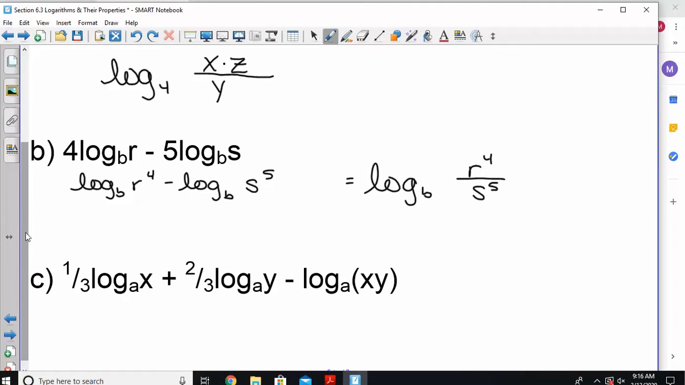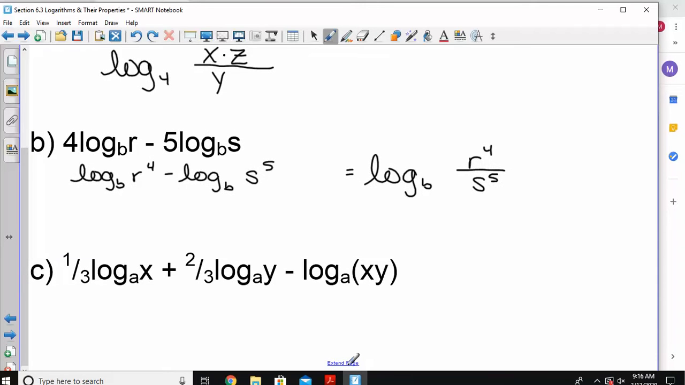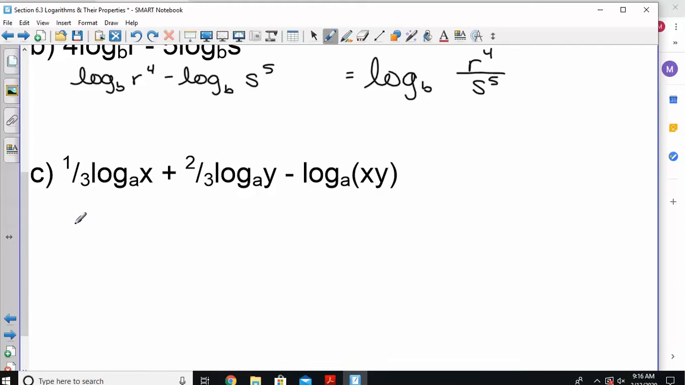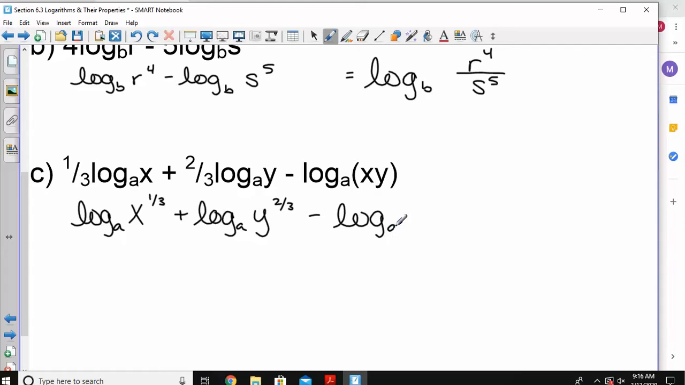So does that mean the 1/3 means it was a square root? Yeah, a cube root. On those, I don't mind if you write it as a radical or if you just want to keep it as an exponent, that's okay too. So if you wanted to write this as log base a of x to the 1/3 plus log base a of y to the 2/3 minus log base a of xy, then we can just do on the top x to the 1/3 multiplied by y to the 2/3 over x and y.